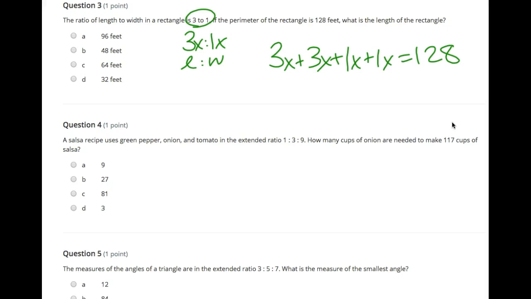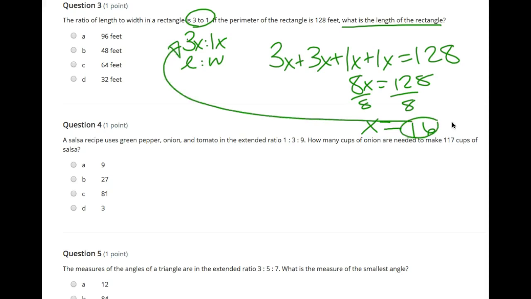I combine all my like terms. I get 8x equals 128. Divide both sides by 8, and I get x equal to 16. Now that I've got my x, I need to go plug it back in. It says, what is the length of the rectangle? If we look, length was the first one, that 3x. So I'm going to plug 16 into there. I go 16 times 3, and I get 48 feet, which I found as B.